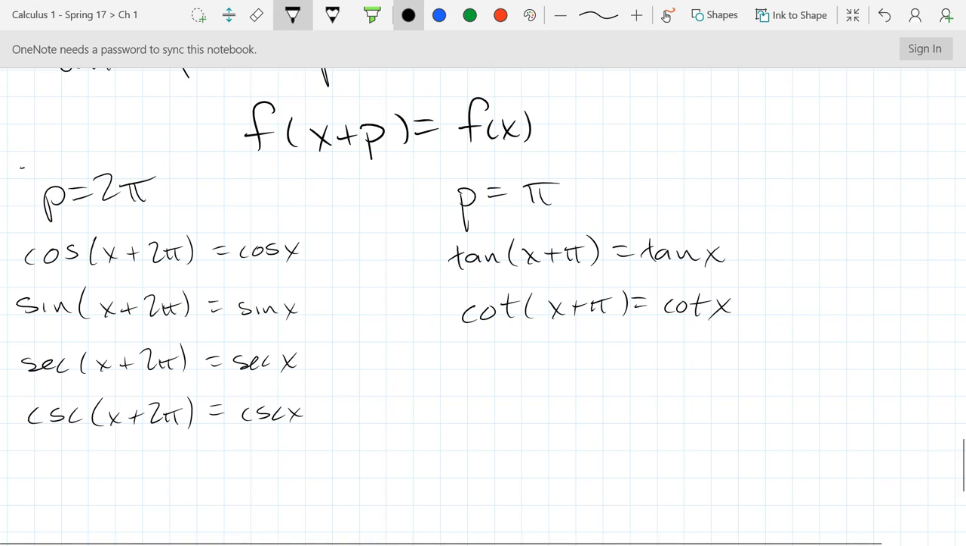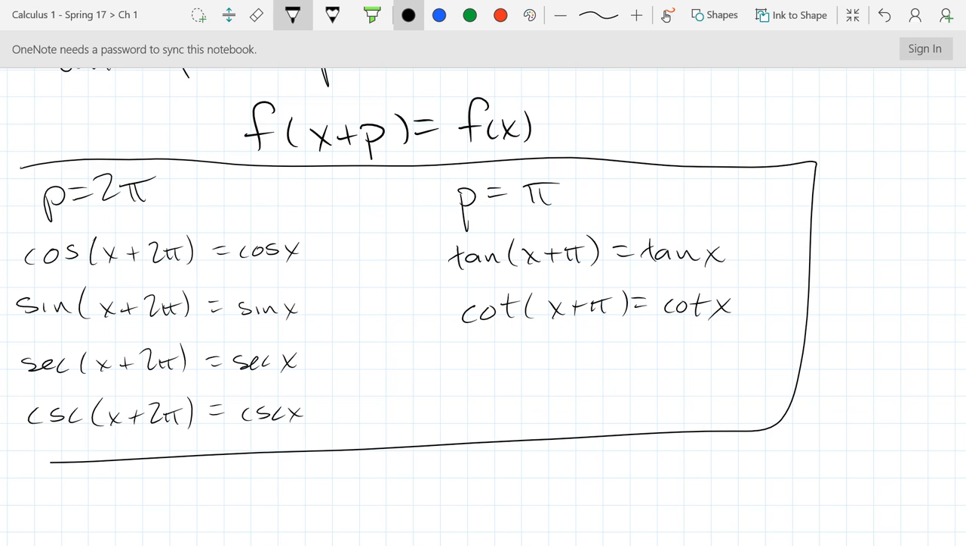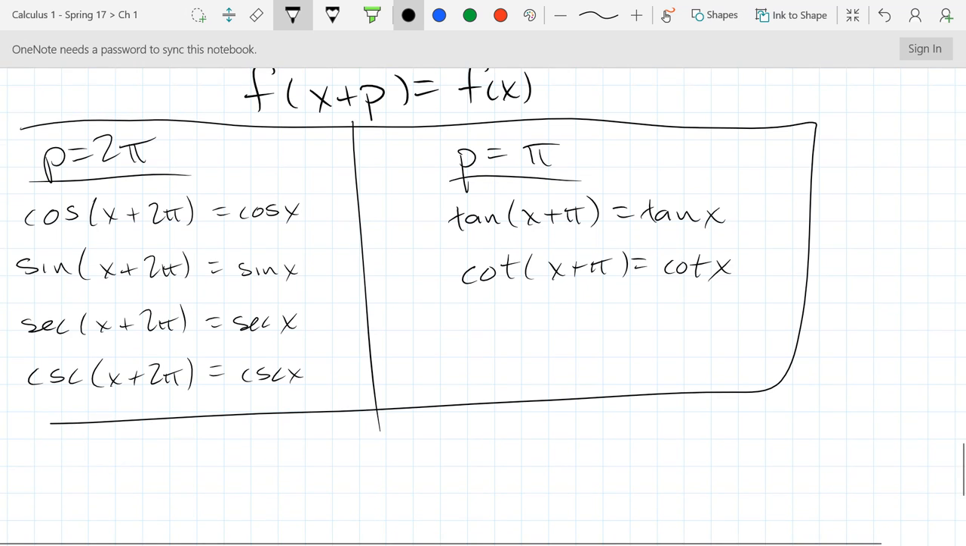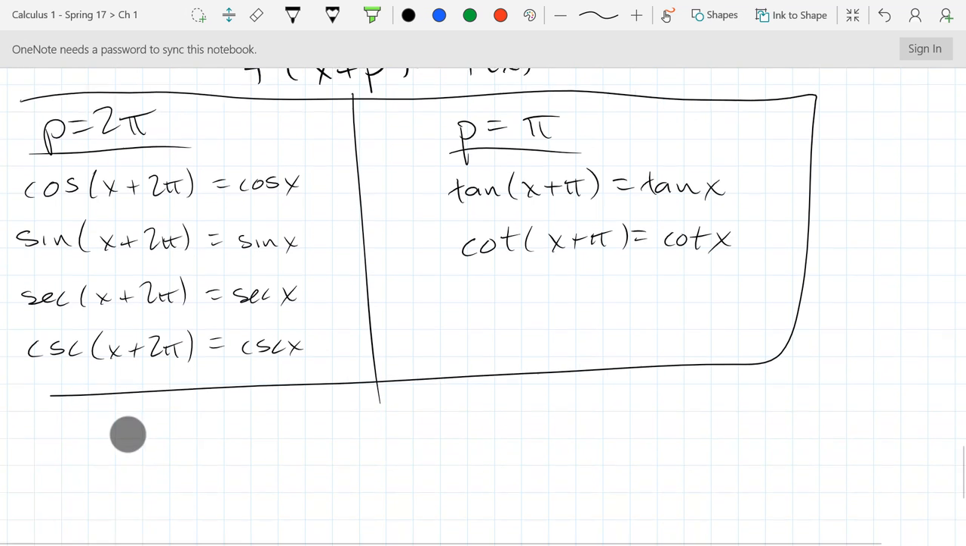So there are two different periods trig functions can have. If you're just guessing, 2 pi is a better guess because you have a 4/6 chance of getting it right. Most trig functions have 2 pi as their period, except tangent and cotangent. So that was periodic.